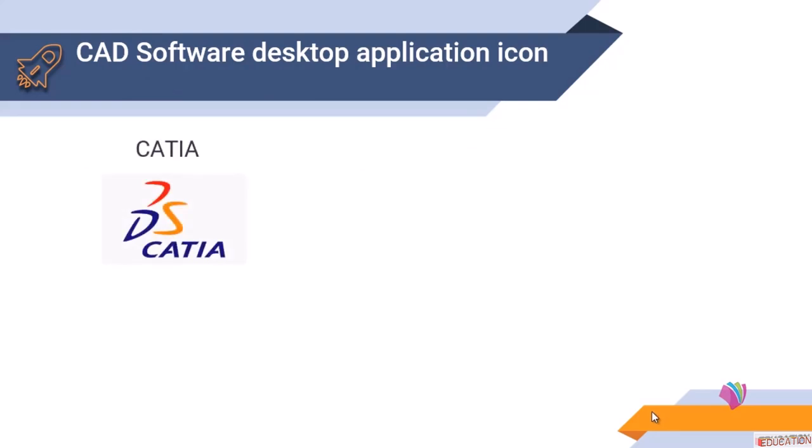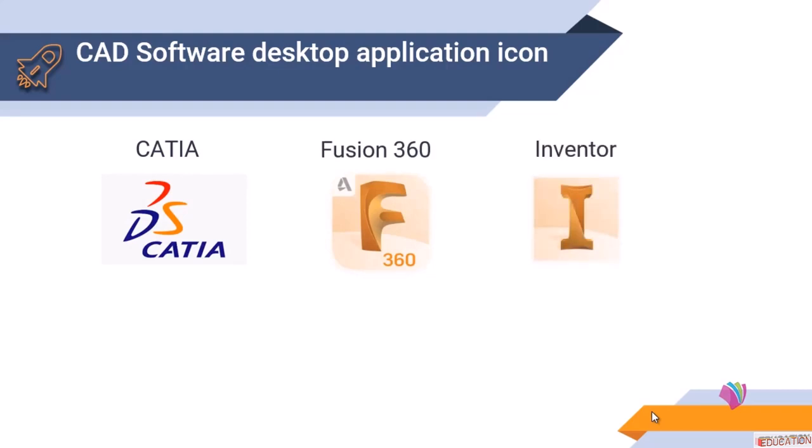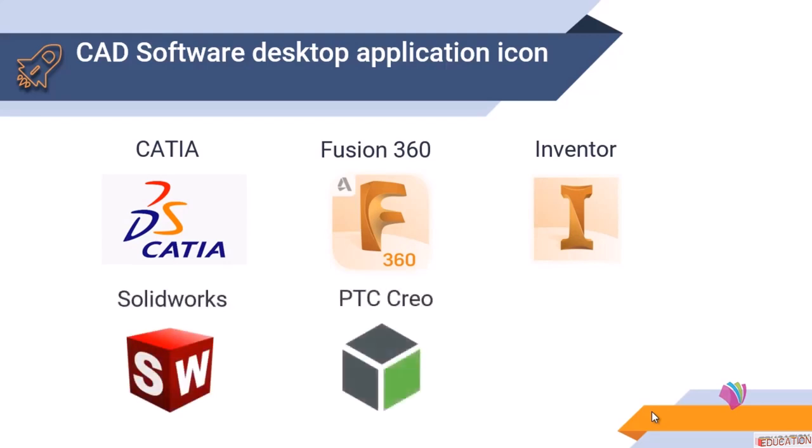This is CATIA, Fusion 360, Inventor, which is from Autodesk, Solidworks, PTC Creo, and Siemens NX. These are the world's most popular softwares. And after this course, you will be able to handle all these softwares in addition to any other CAD software that you want to learn. You can handle it. Let's open the CATIA and the Solidworks softwares.